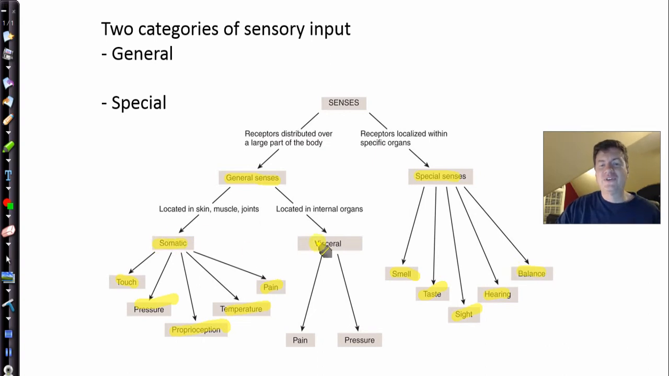You also see a classification here of somatic versus visceral, and we'll talk about that more in a moment. But as you see, somatic is going to be concerning the skin, muscles, and joints, where visceral receptors, or visceral senses rather, are going to be the receptors we associate with the internal organs.